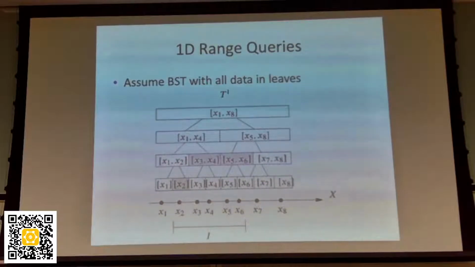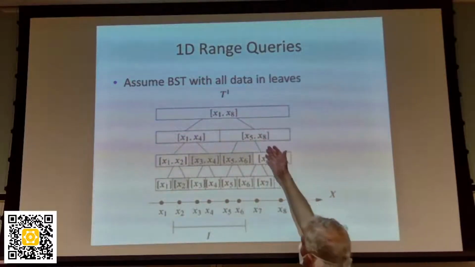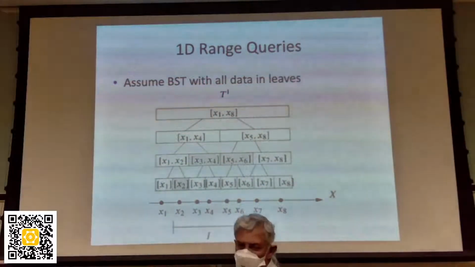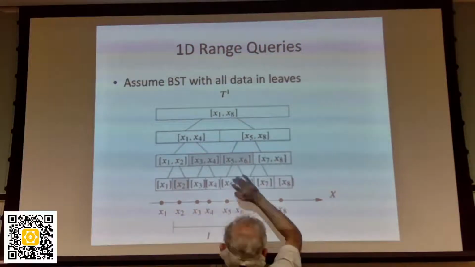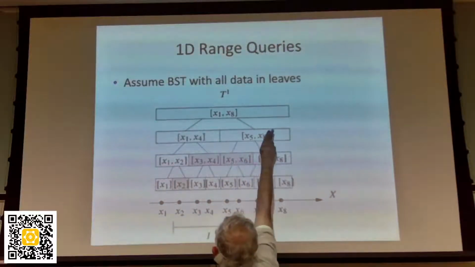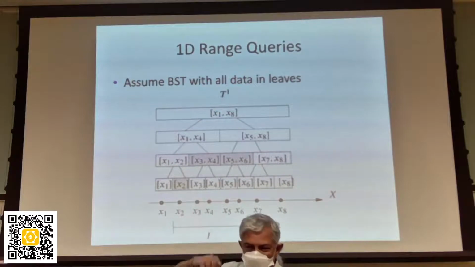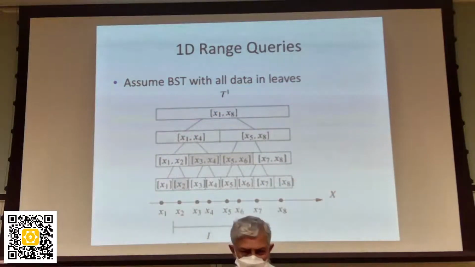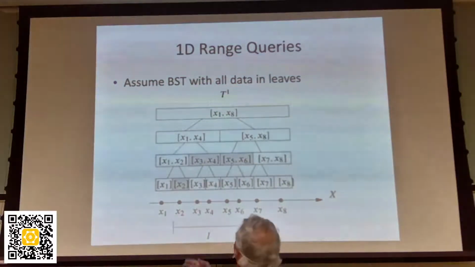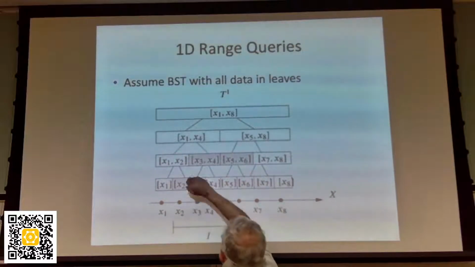So here's an example of a binary search tree. It doesn't look like your nice tree. It's stolen from a book, but it's up there on top of the tree. Think of that as containing the entire set, in this case, everything between x1 and x8.